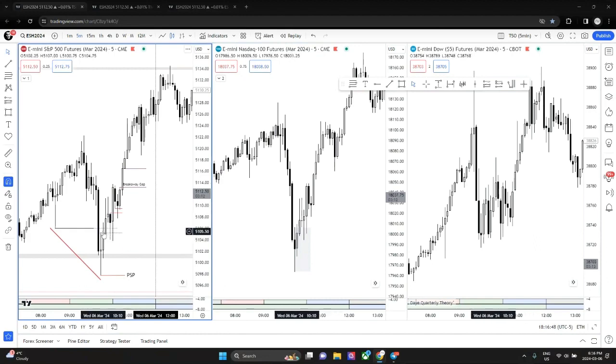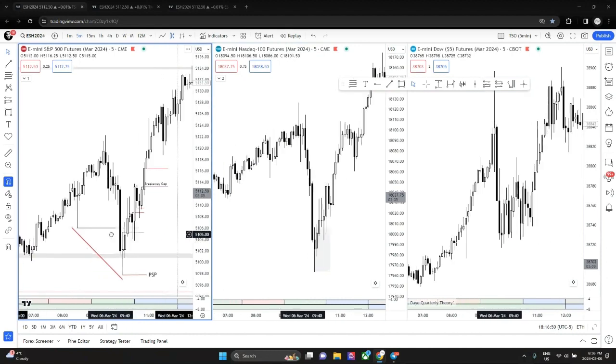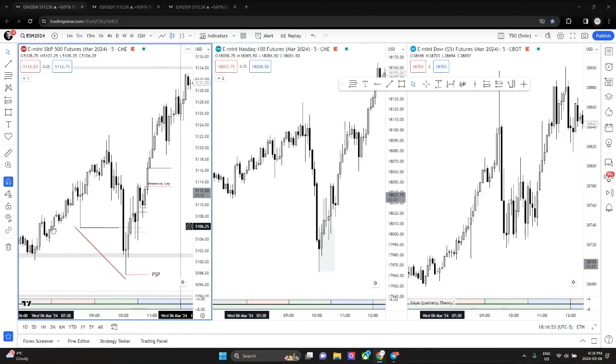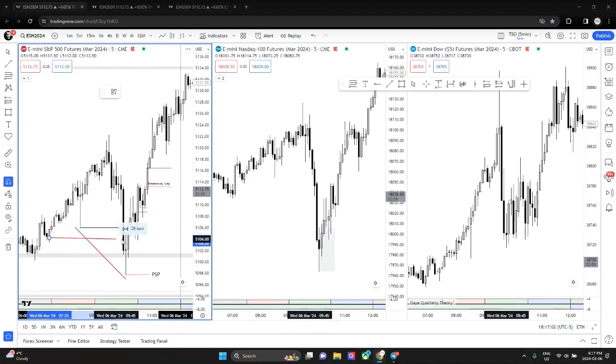Once it drops into here, and it dropped below the true session open, while we have this cracking correlation right here in regard to the swing points, right? So we drop below.